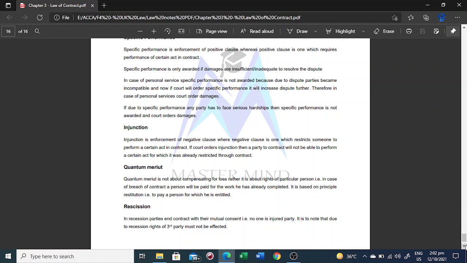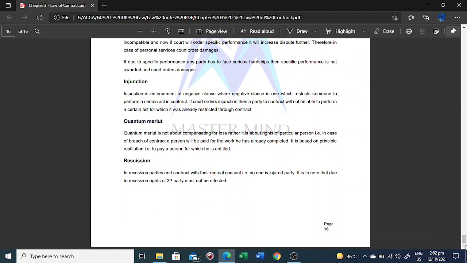Injunction is the enforcement of a negative clause, where this negative clause restricts the person from doing a certain act. I gave you the example that if you have dumped waste into the river and you've been caught by the court, you've been called for the hearing. Now the court is going to tell you not to do this activity, otherwise you're going to lose your license. Right now you just have to pay, let's say, a monetary damage, but if you do it again, we are going to cancel your license.